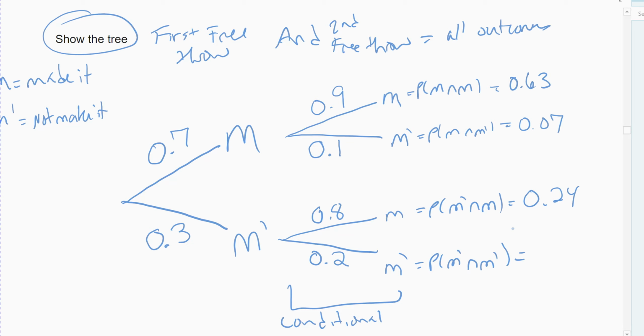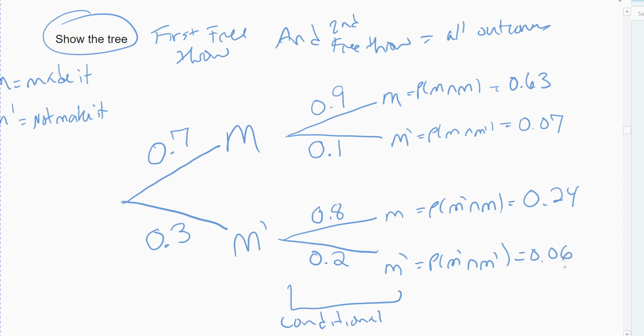And so the probability that she misses one and makes one is different depending on what order you're in, right? The probability of making the first and missing the second is only 7% chance. The probability of missing the first and making the second is 24% based on our numbers. Alright, then the last probability, she misses them both. So 30% chance she misses the first times the 20% chance she misses the second, given she misses the first, comes out to 0.06.